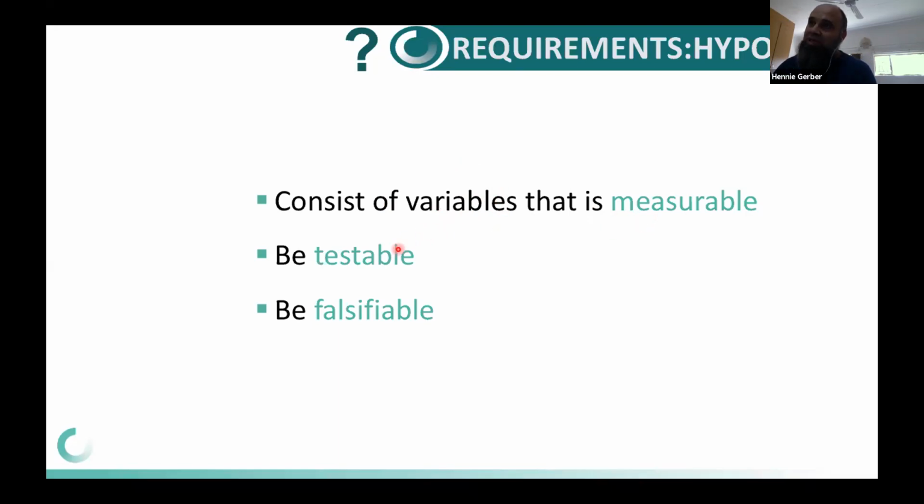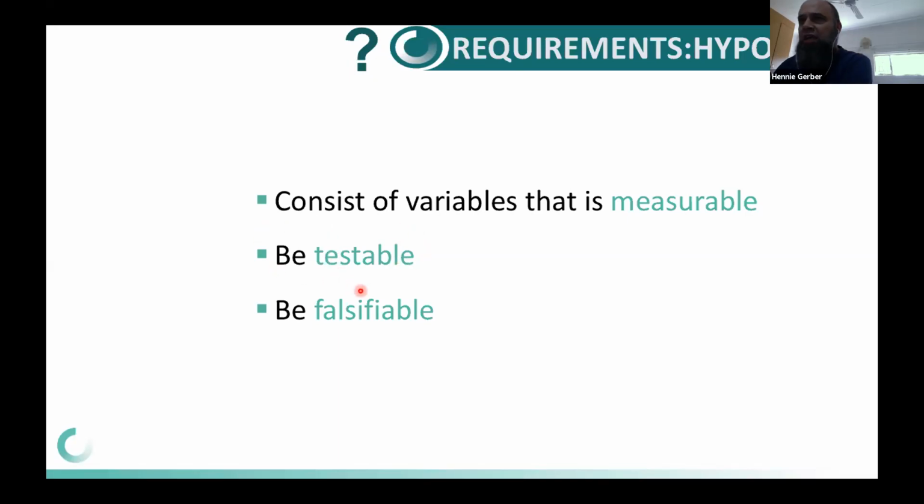Then it must be testable. The hypothesis that you state must be testable. We will look at the hypothesis just now. Now, to test the hypothesis, you need a statistical technique. Remember, we talk about a quantitative approach. So say, for example, you want to test differences in means, you can use an independent t-test. So you need a statistical test to test your hypothesis.